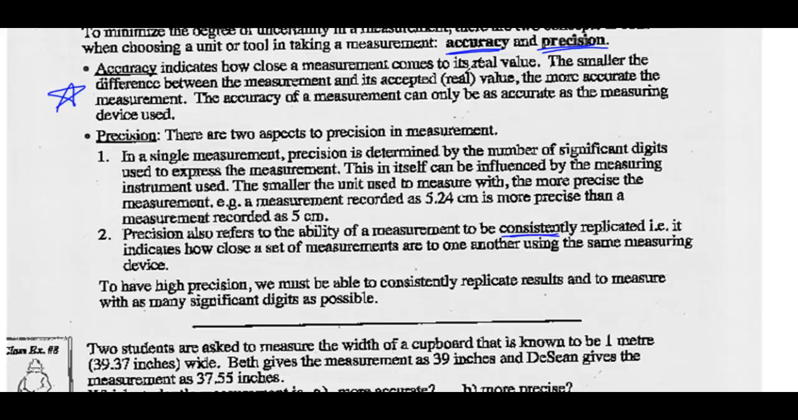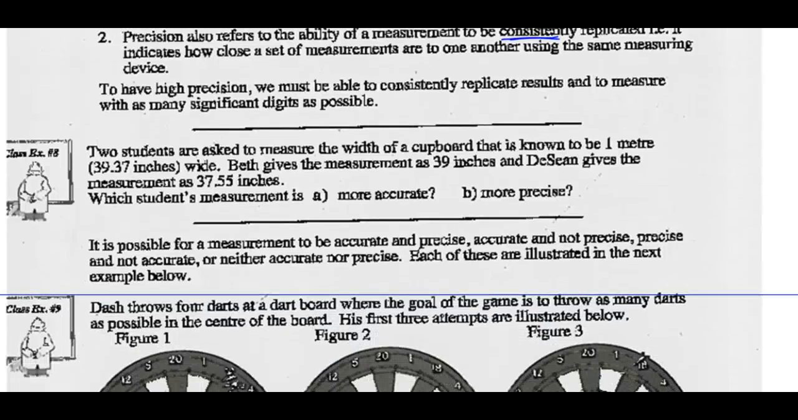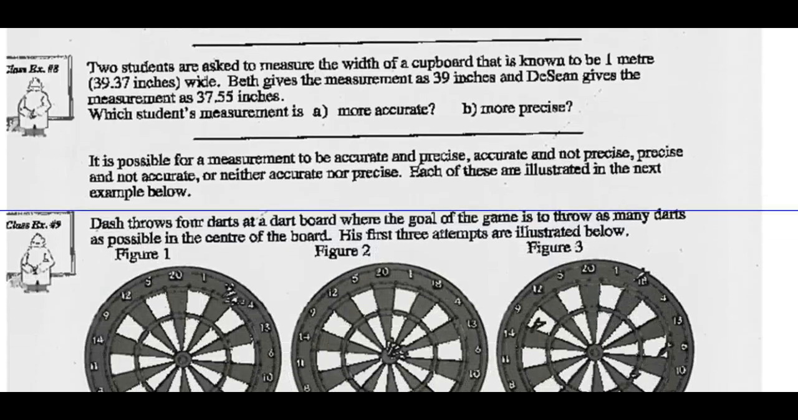So consistency also measures precision. To have high precision, you must be able to consistently replicate results and to measure with as many significant digits as possible. Let's look at example 8 then. Two students are asked to measure the width of a cupboard that is known to be 1 meter wide. Beth gives the measurement as 39 inches, and Deshawn gives the measurement as 37.55 inches. Which student's measurement is A, more accurate, and B, more precise?